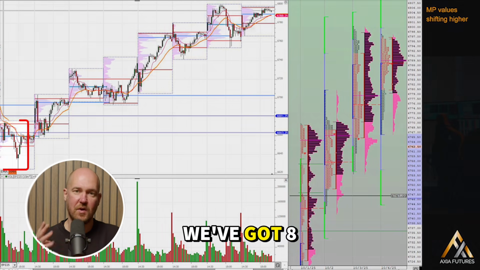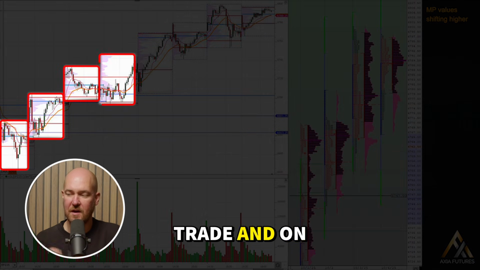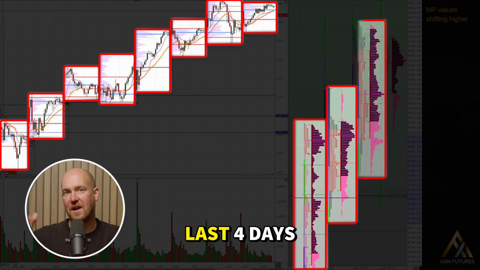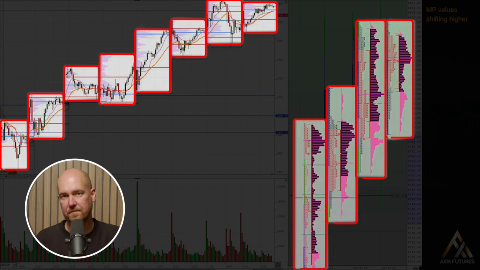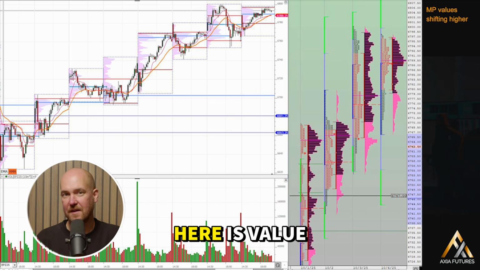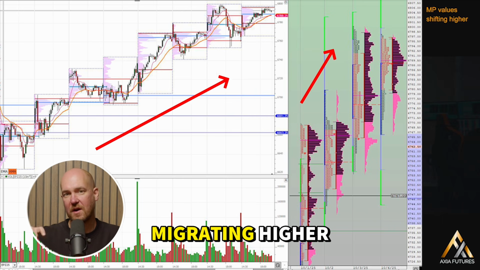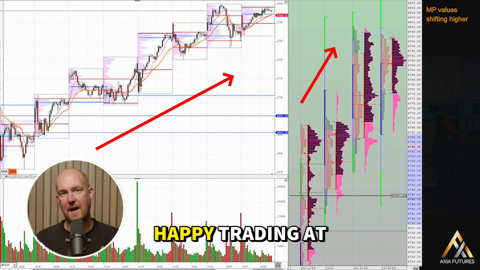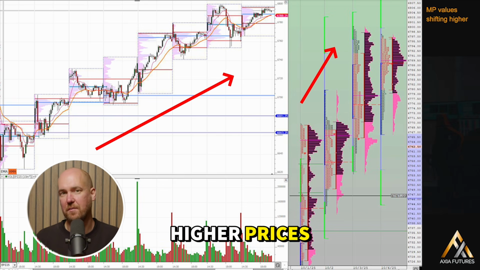Left-hand chart, we've got 8 days worth of trade. And on the right-hand chart, we've got 4 profiles. So the 4 profiles on the right are the last 4 days in this sequence. What you're seeing here is value migrating higher. This is all good. This shows you that people are happy trading at higher and higher and higher prices.